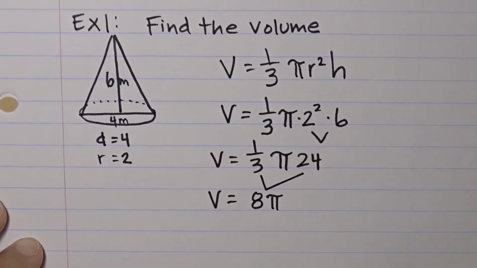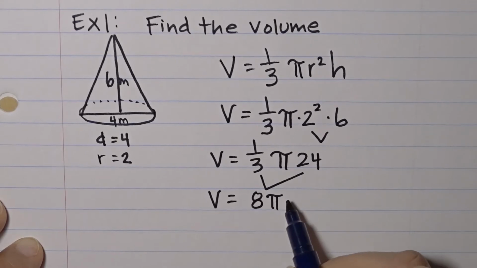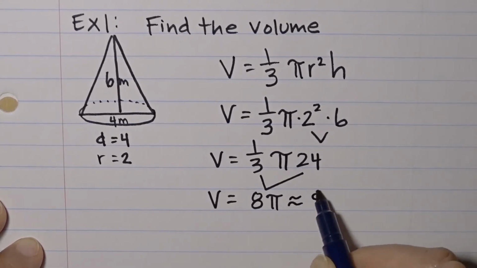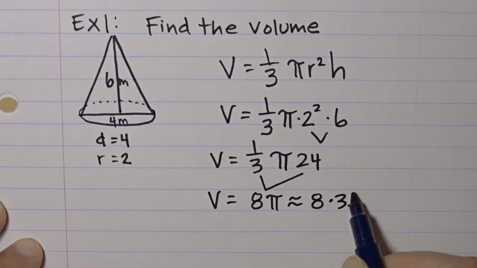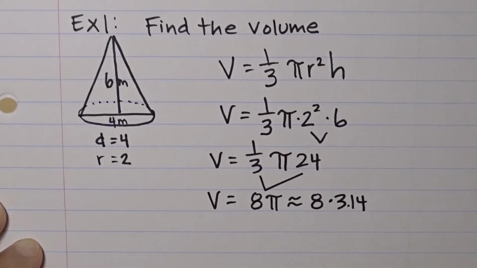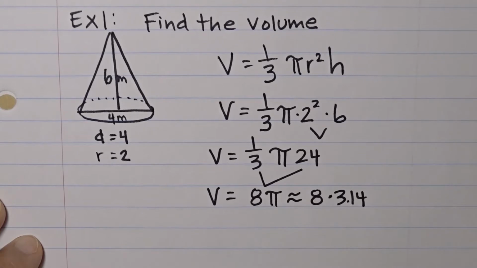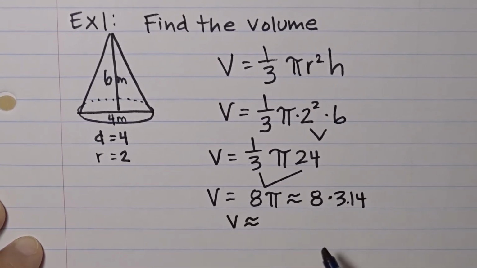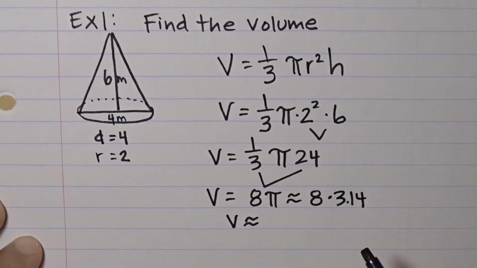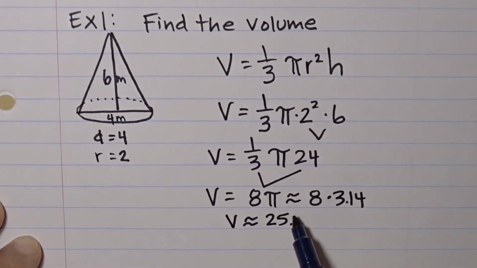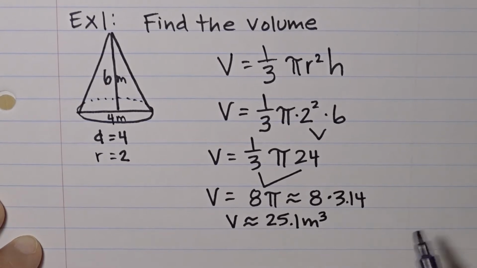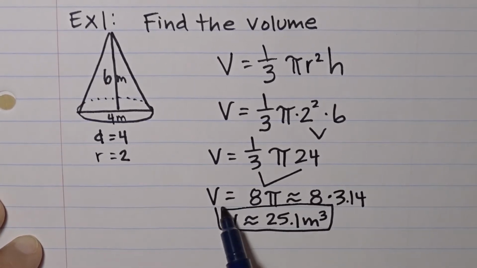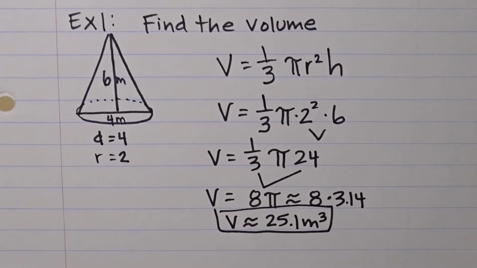Now right now this is still considered an exact answer because I am encompassing all of the digits of pi when I use this symbol. But as soon as I start to plug in 3.14, it is now an approximation because 3.14 is not including all of the other decimals, but it is a pretty good estimate. So we'll say volume is approximately equal to 25.1 meters cubed because we're referring to volume. And that is your answer for the volume of that cone.